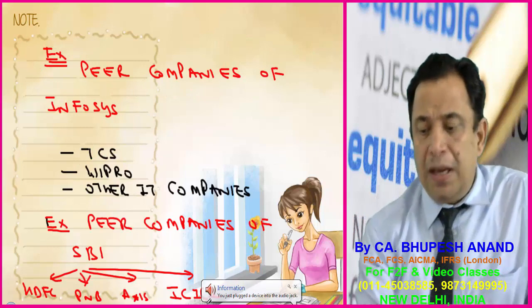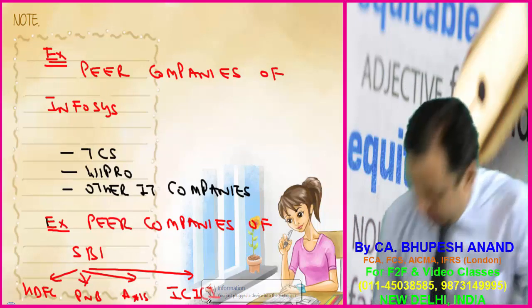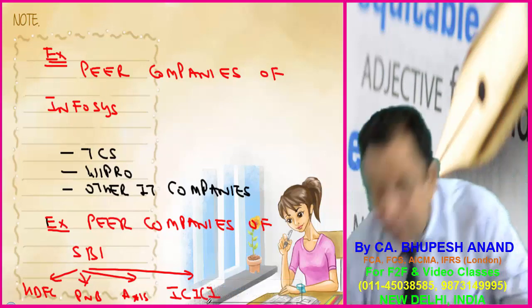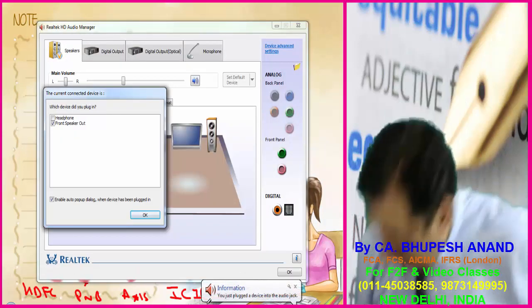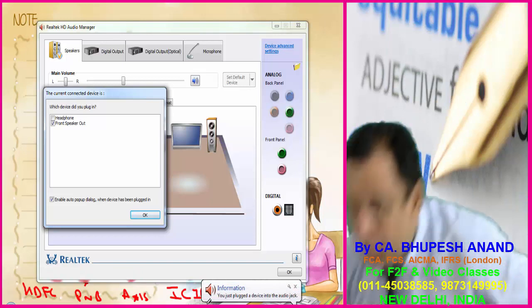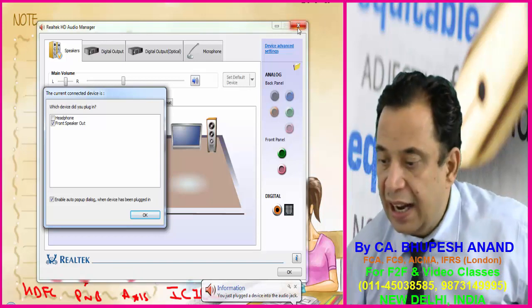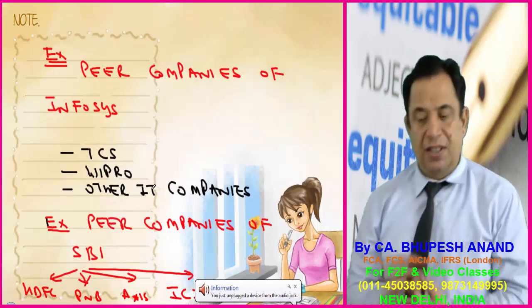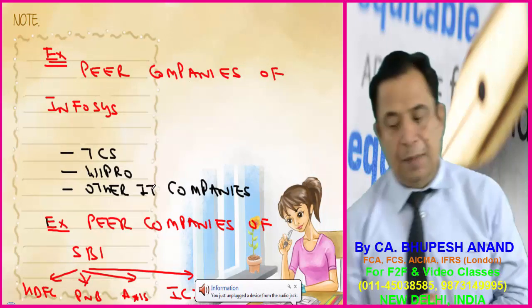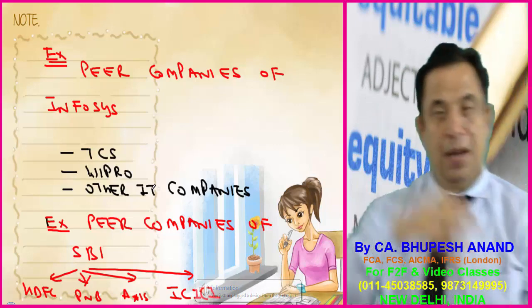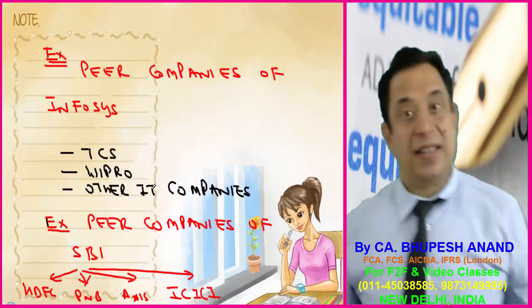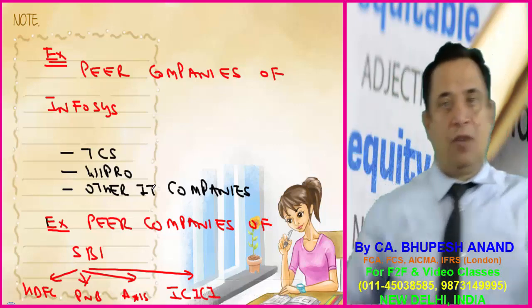Second is peer companies of Infosys. For example, if I want to have peer companies of Infosys, I can say they are named as TCS, Wipro, other IT companies. Peer companies of SBI: ICICI Bank, PNB, HDFC, Axis Bank, etc. So I am now aware what is the meaning of a peer.